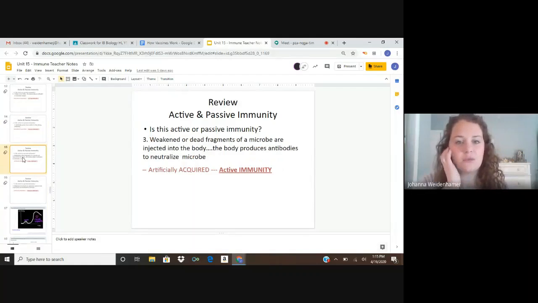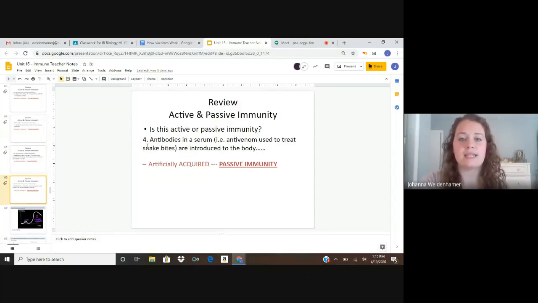Let's take a look at our next one. We have weakened or dead fragments of a microbe are injected into the body. So you can think the antigen is being injected into the body, and the body is going to produce antibodies. Whenever the body produces antibodies by itself immediately, you have active immunity, but that is going to be artificially acquired because it would be something like a vaccine.